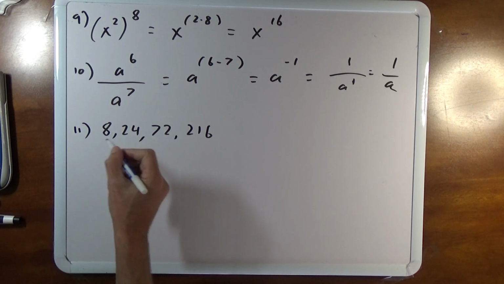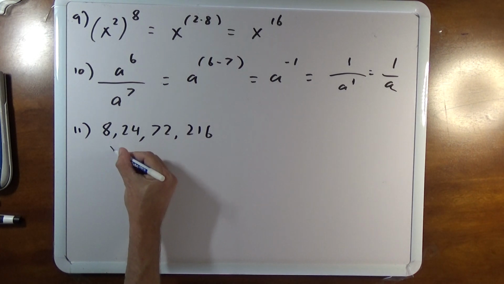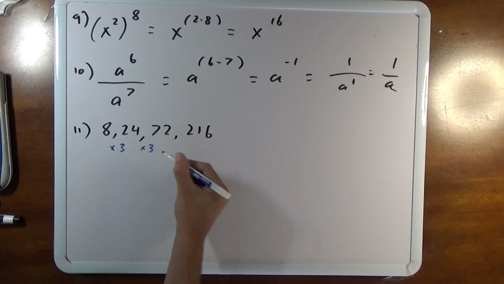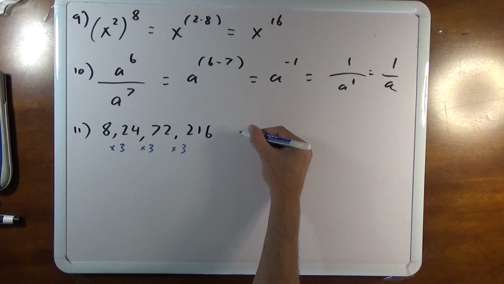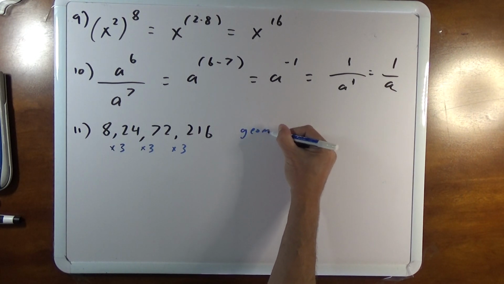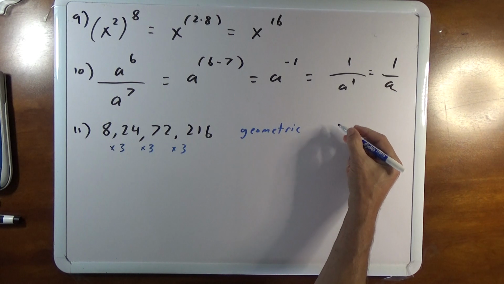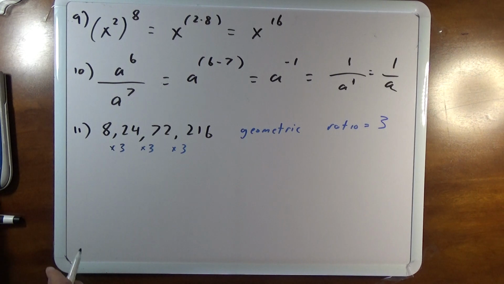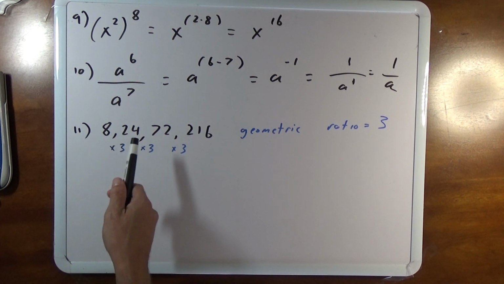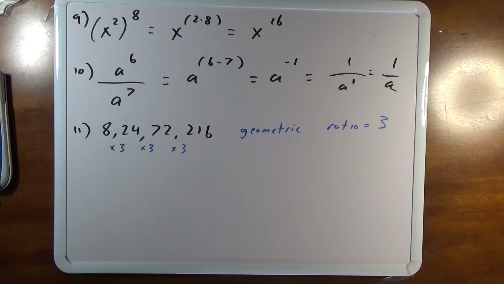So I do 24 divided by 8, which is 3. So each time I'm multiplying by 3. 24 times 3 is 72. 72 times 3 is 216. So that's geometric. They didn't ask you, but the ratio is equal to 3. And then our next term would be 216 times 3, 648. But this just asks to determine if it's arithmetic or geometric, and this is geometric. Because I'm multiplying, I have initial value 8, and then my ratio is 3, so I'm multiplying each time to get my next value.